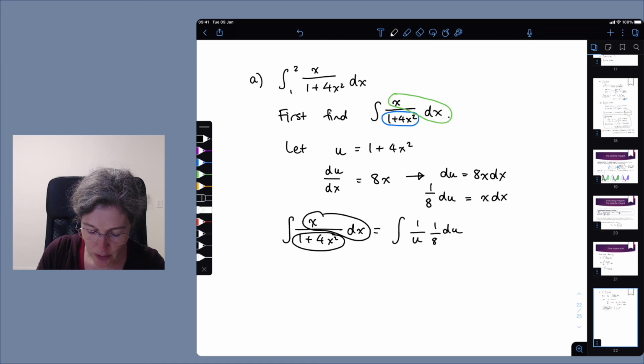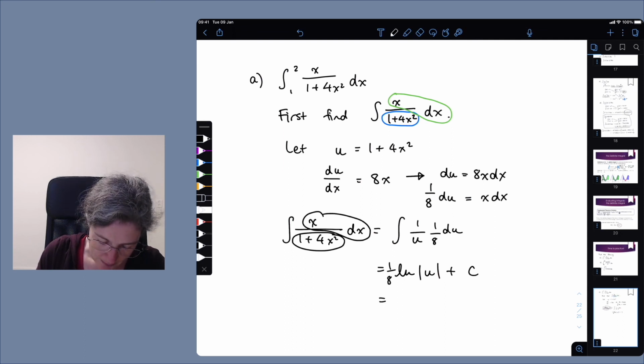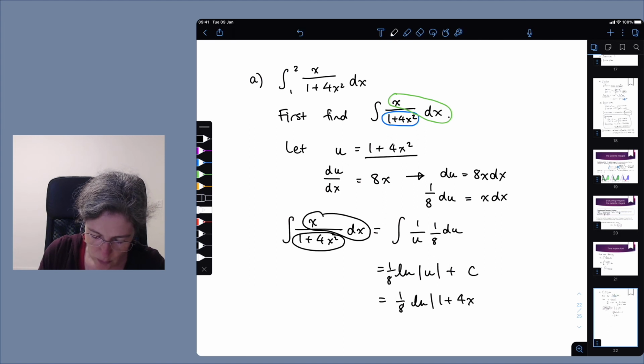So now we've just got a straightforward integral, integrating 1 over u, which I know is the natural log of the absolute value of u, and I must remember that 1 over 8 plus c. Okay, now don't forget that actually our u involved x's, so we've got 1 over 8 natural log of the absolute value of 1 plus 4x squared plus c.